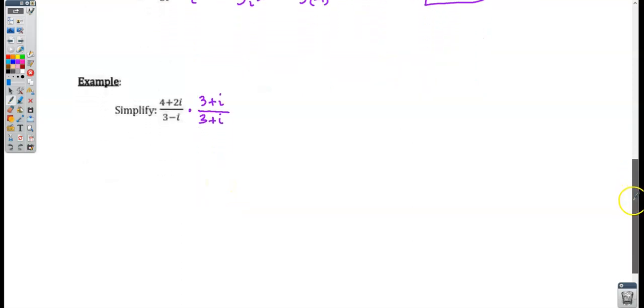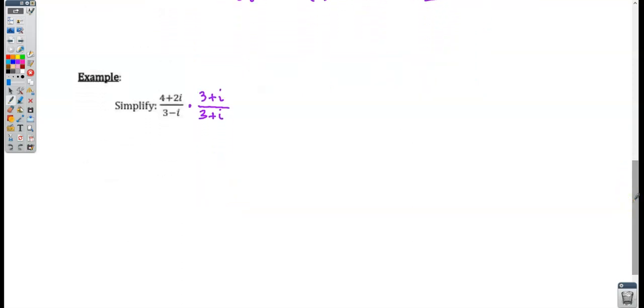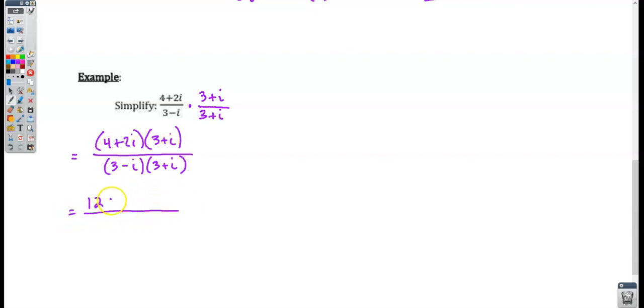All right, and so now we want to go through the simplification process here. In the numerator, I've got 4 plus 2i times 3 plus i. And in the denominator, I've got 3 minus i times 3 plus i. I'm going to go ahead and expand those. So we'll FOIL it out. 4 times 3 is 12. And 4 times i is 4i, and 2i times 3 is 6i, and 2i times i is 2i squared.